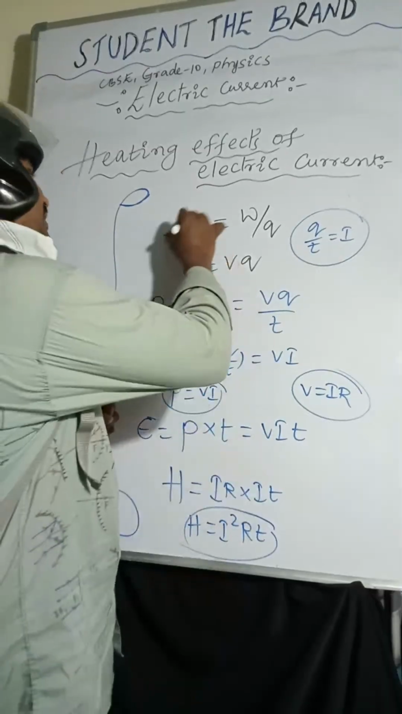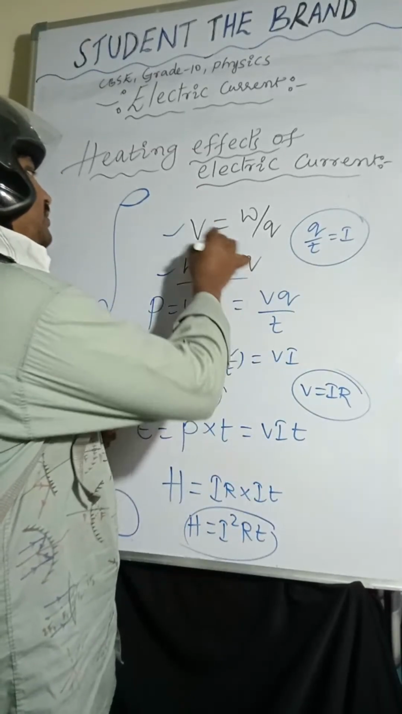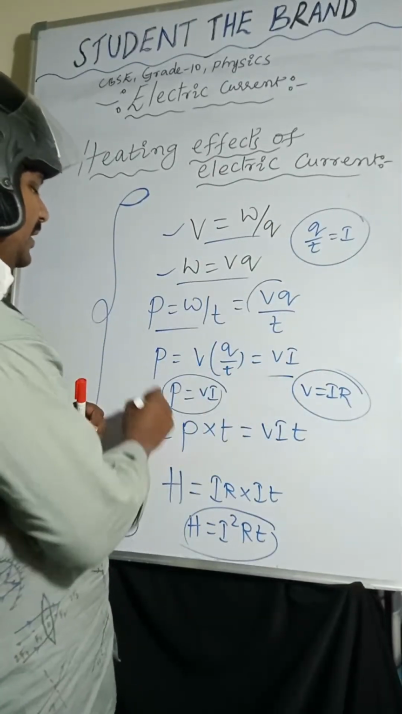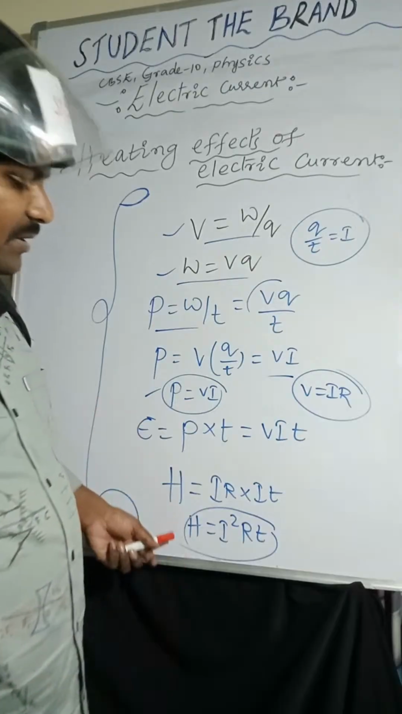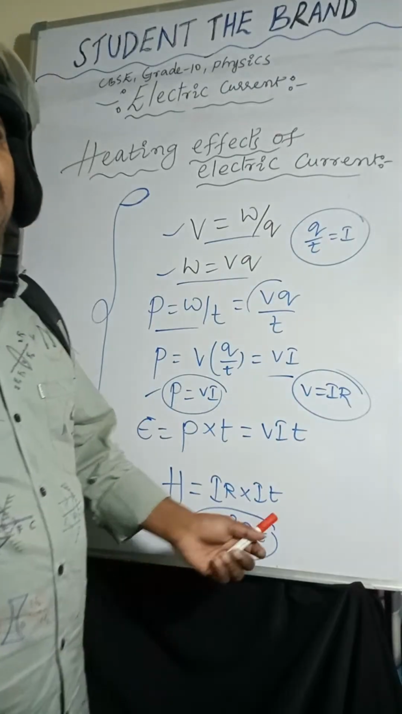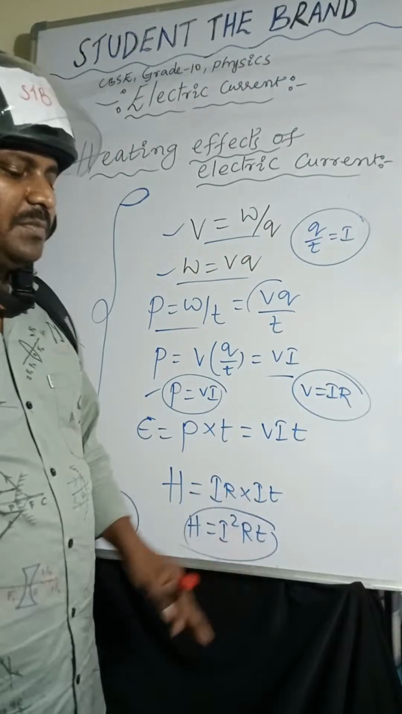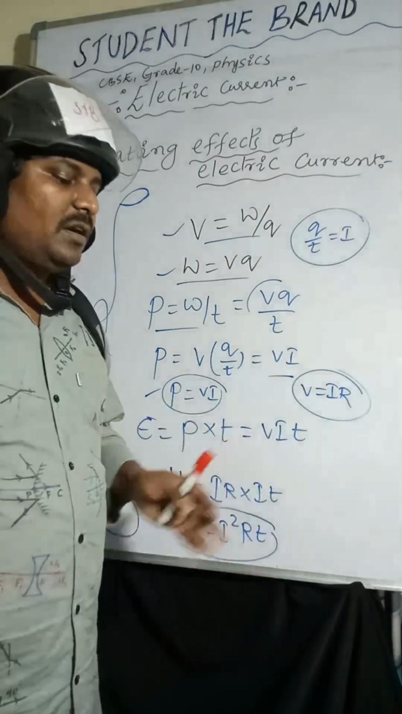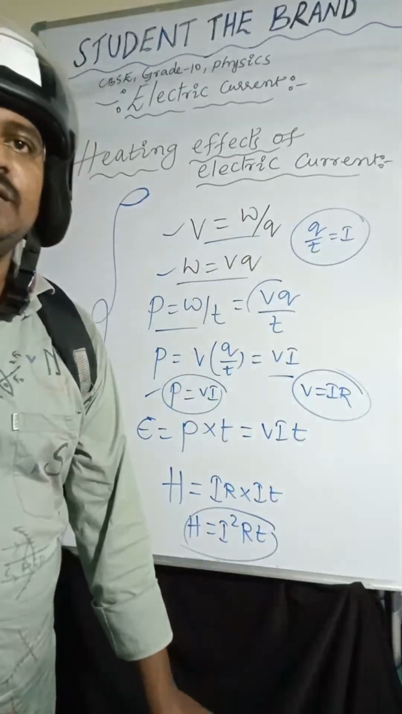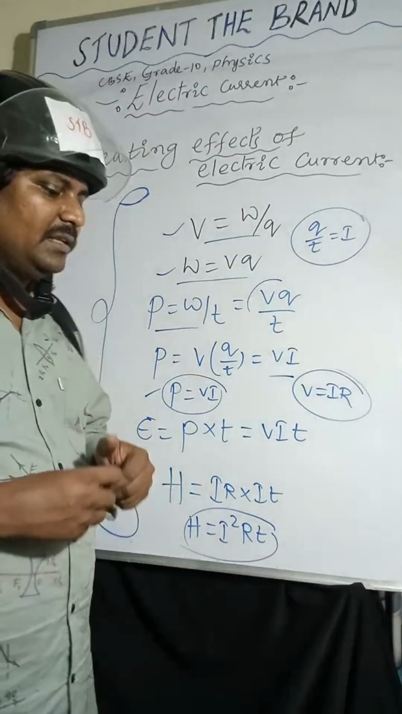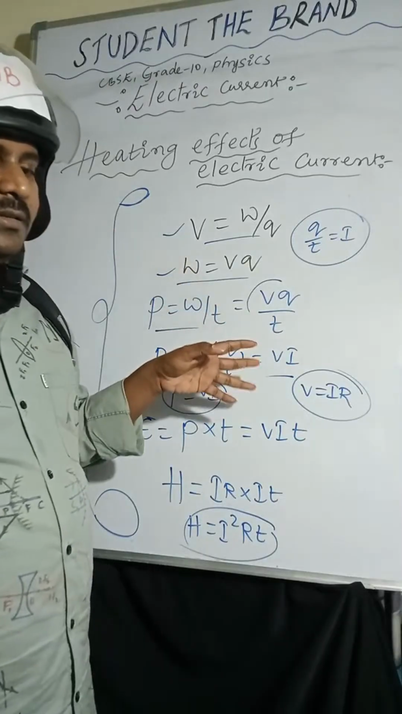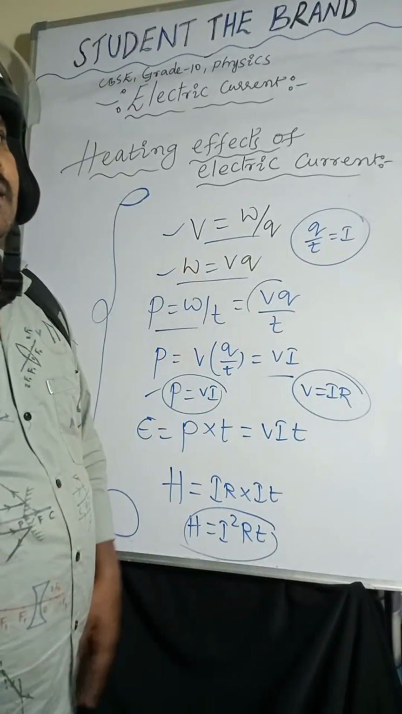Related to W, V, P, we have P equal to VI, electrical power. Heat produced in the conductor is directly proportional to the square of current, resistance, and time. This is also called Joule's law of heating. Like this, all the points are very important. Make sure that you are learning electric current.